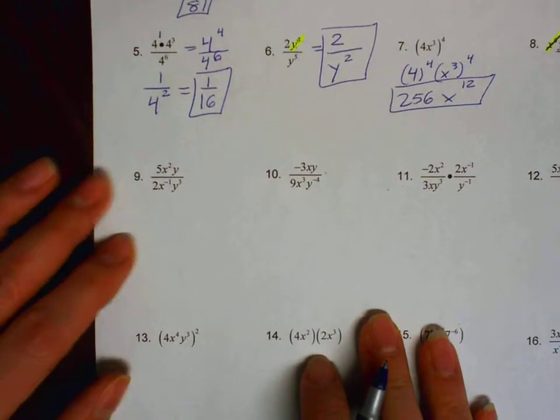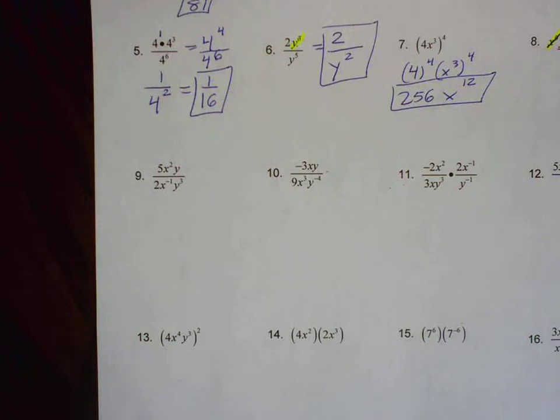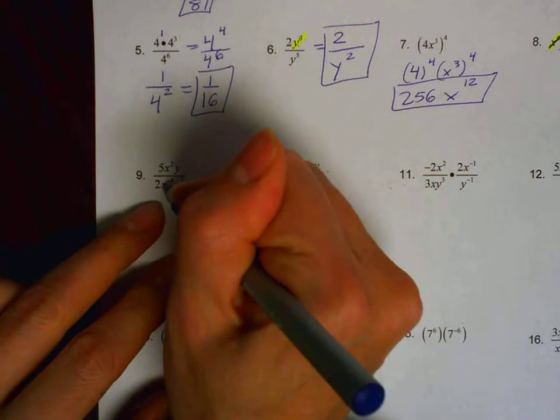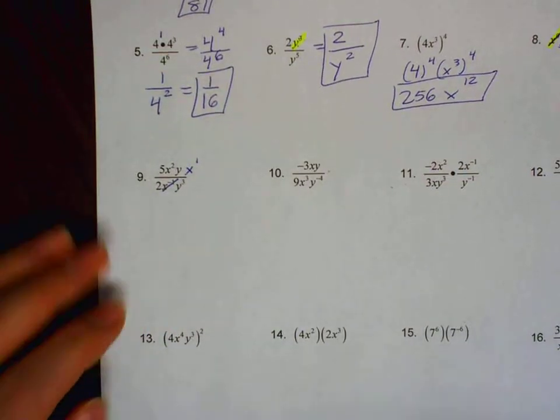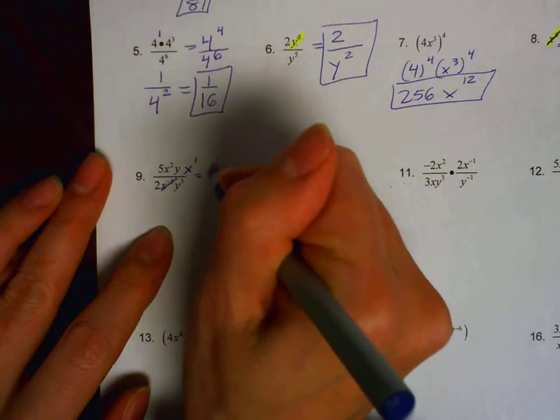Number 9. Every time I see negative exponents in a fraction, I'm just going to move them. So I see x to the -1, I'm going to cross it off and write it up here as a positive. And then I'm going to work on simplifying. In terms of numbers, 5 over 2, I can't simplify that fraction at all.